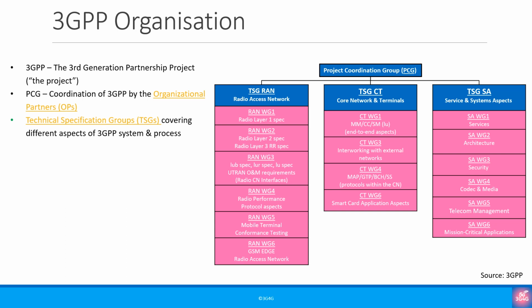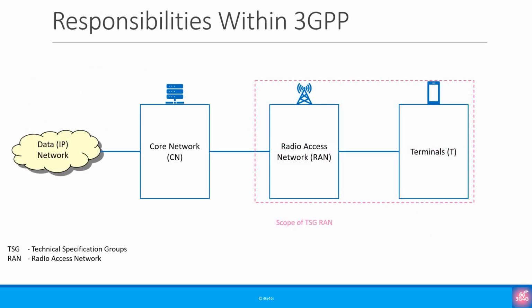There are three different TSGs as can be seen covering different aspects of 3GPP system and process. The 3GPP TSG RAN is responsible for the technical coordination of the specification work done in radio access part of 2G, 3G, 4G and 5G. So this covers GRAN, UTRAN, EUTRAN, NGRAN and even beyond.